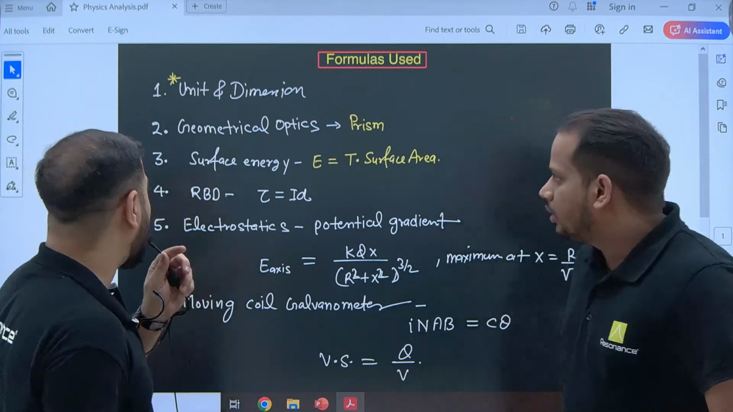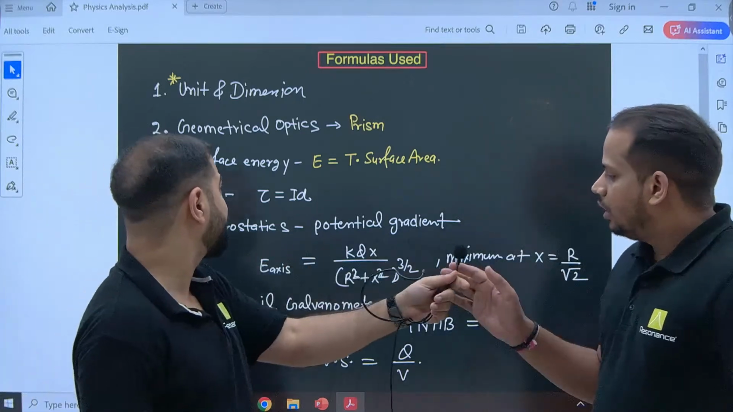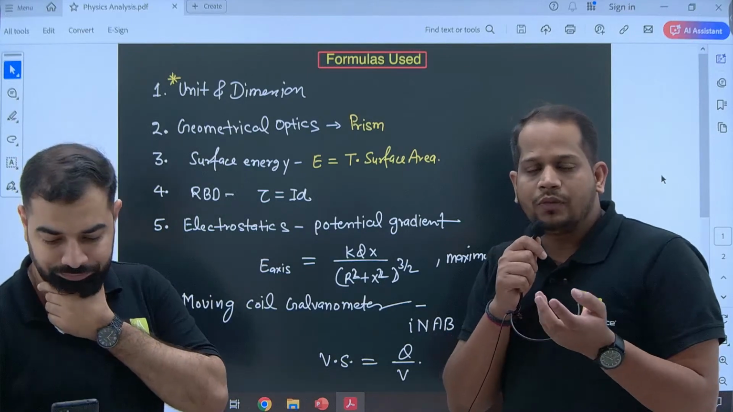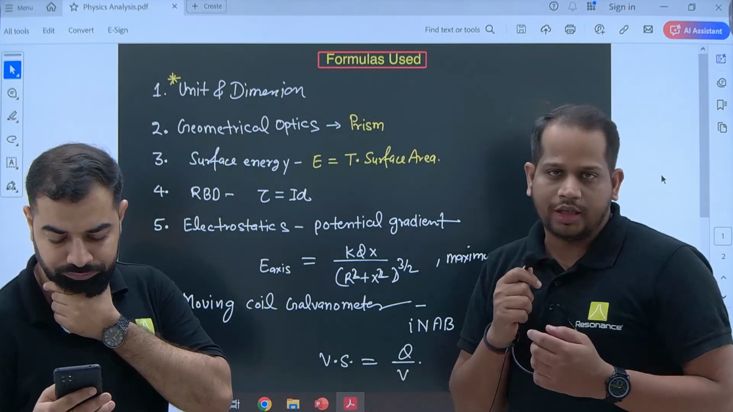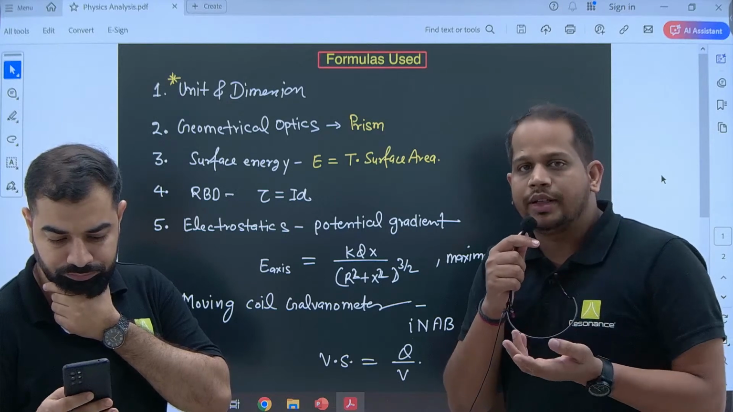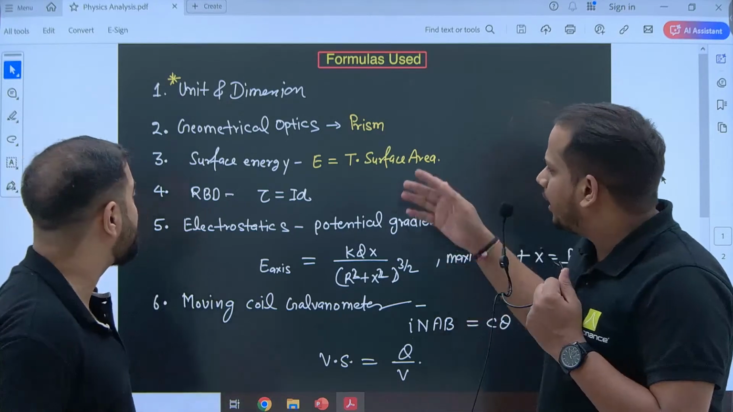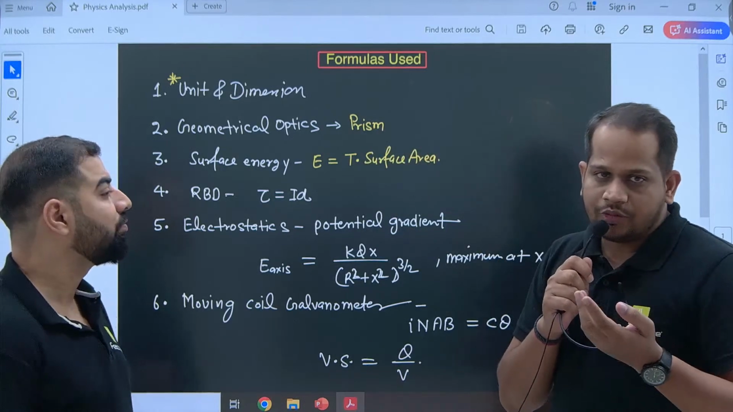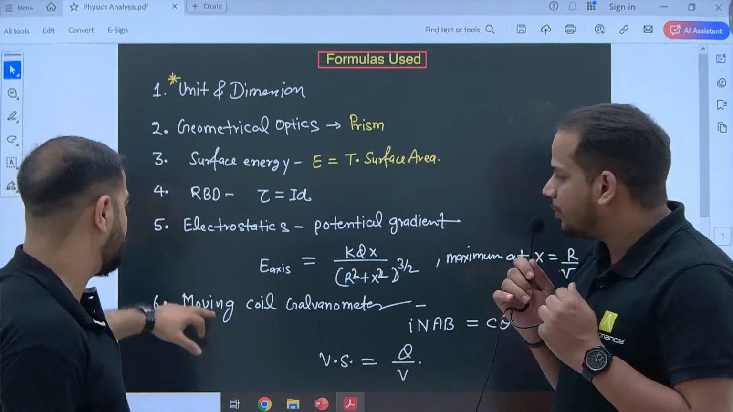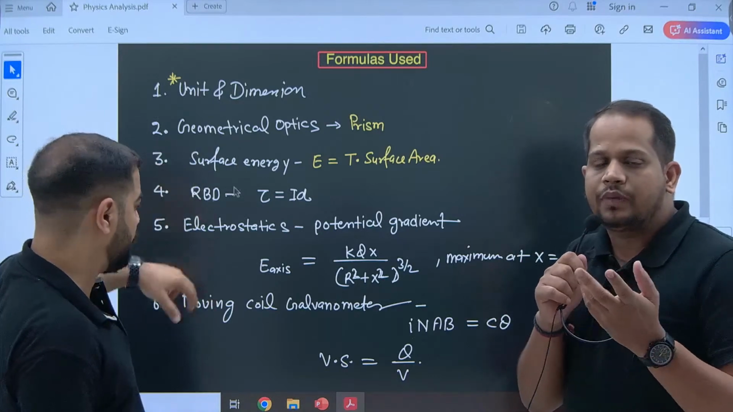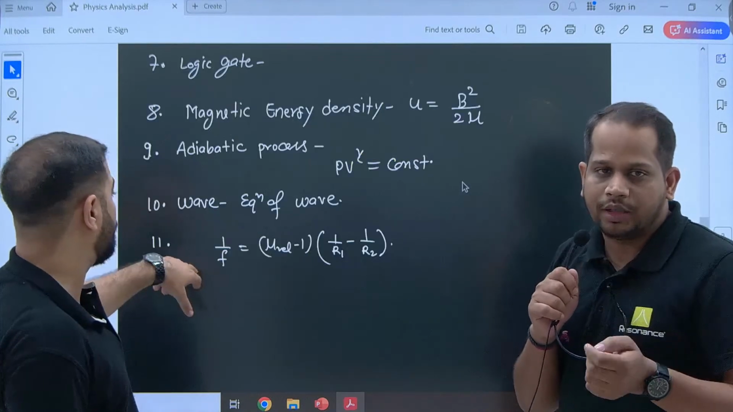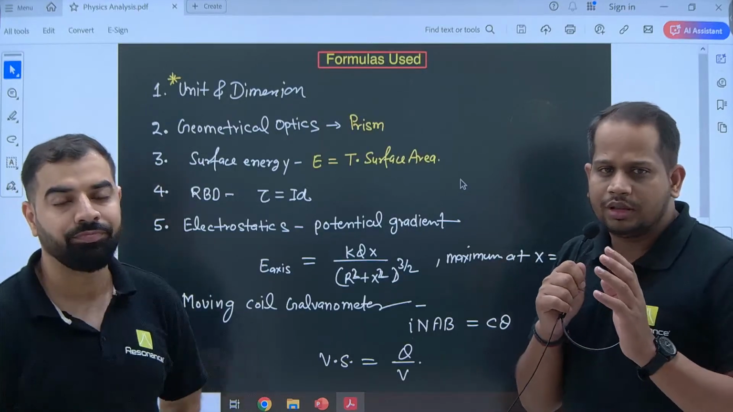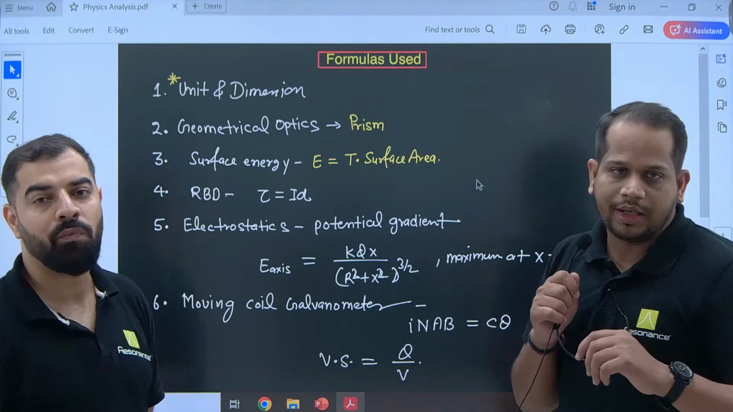Let's go to the next one, geometrical optics. There was a very basic question from the prism. They asked, for minimum deviation in a prism, what is the angle of incidence, and they gave the basic data, so that was a very easy question. One more question was from the lens maker formula, 1 by f equals mu relative minus 1 into 1 by r1 minus 1 by r2, right? So those were easy questions from geometrical optics.